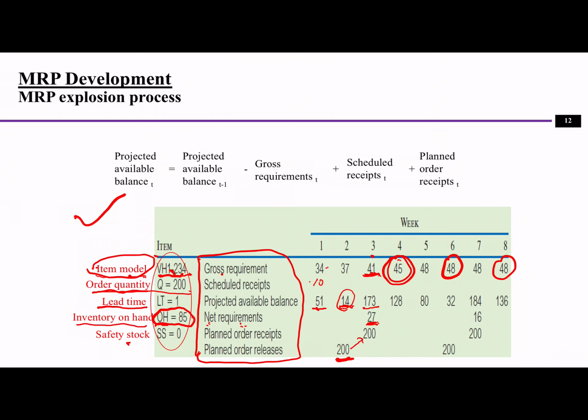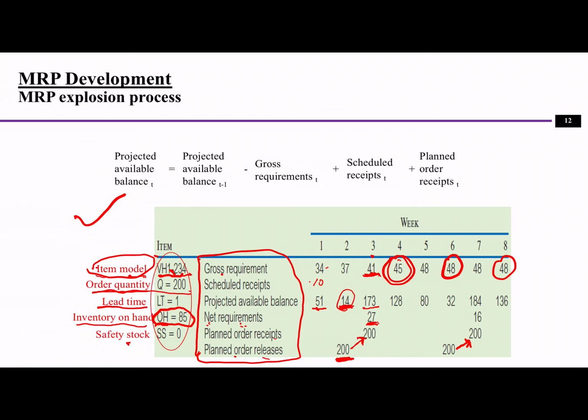So that's a planned order receipt. And this is a planned order release. This planned order release, and this arrives. Same here, you can see, this arrives 200. This planned order release means I placed the order, how many parts I'm going to order, and then planned order receipt means how many parts actually arrived. We received.